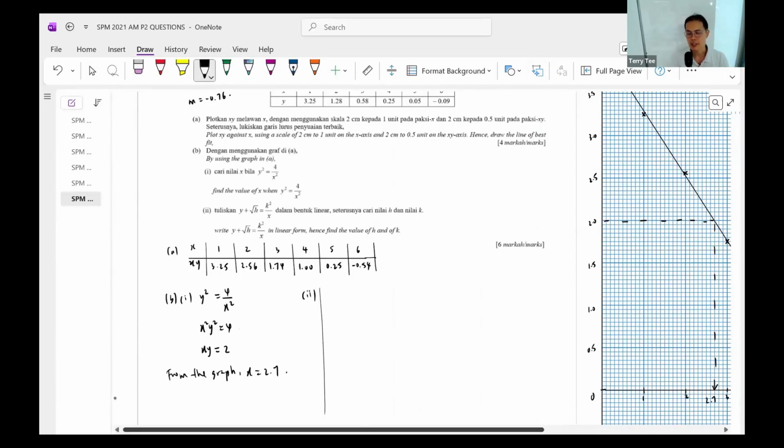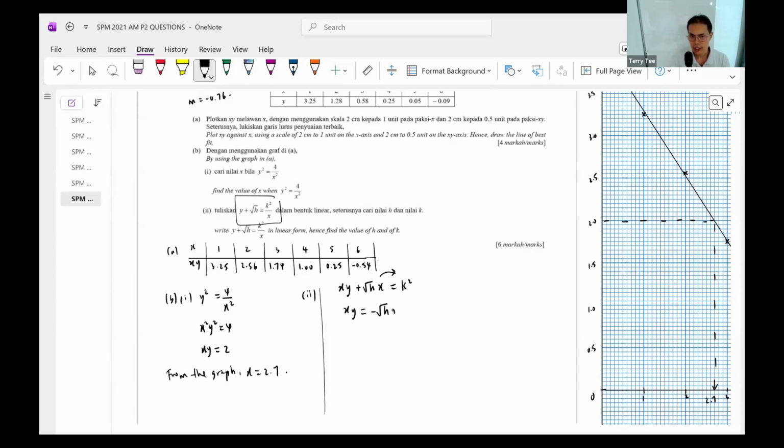Okay, so now that I know x is 2.7, we can move on to the next part. Find the value h and k. So this is not in linear form yet. To convert to linear form, you multiply everybody by x, so it's xy plus square root h times x equals to k squared. Throw this to the right hand side. My xy is negative square root h x plus k squared. So this is your big Y, this is your gradient, this is your big X, and this is your C.